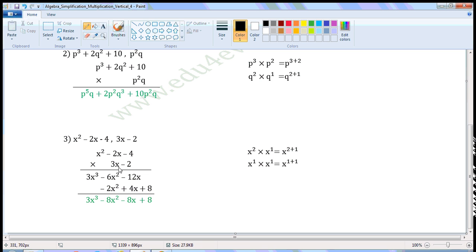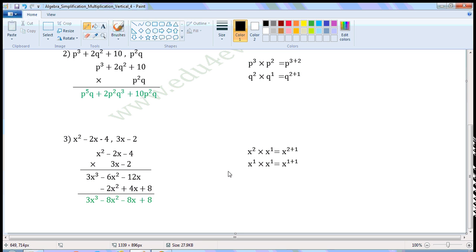X to the power of 2 into x to the power of 1 is equal to x to the power of 2 plus 1, that is equal to x to the power of 3. So x square into 3x is equal to 3x to the power of 3. Now minus 2x into plus 3x. There is no sign before 3x, so it is plus 3x. Minus into plus is minus. 2x into 3x. 2 into 3 is 6, x into x.